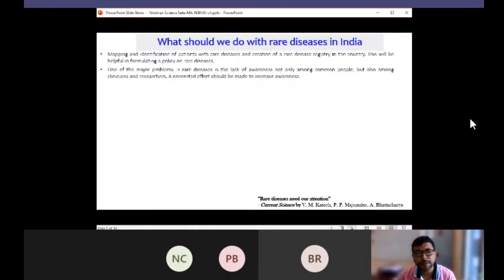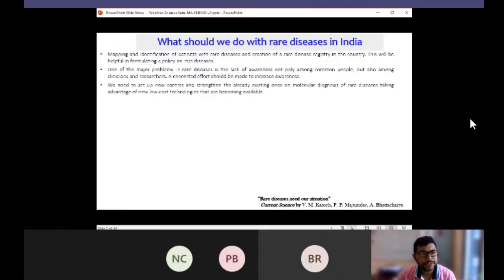One of the major problems in rare diseases is the lack of awareness, not only among common people, but also among clinicians and researchers. A concerted effort should be made to increase awareness. We need to set up new centers and strengthen the already existing ones on molecular diagnosis of rare diseases, taking advantage of new low-cost technologies that are becoming available.